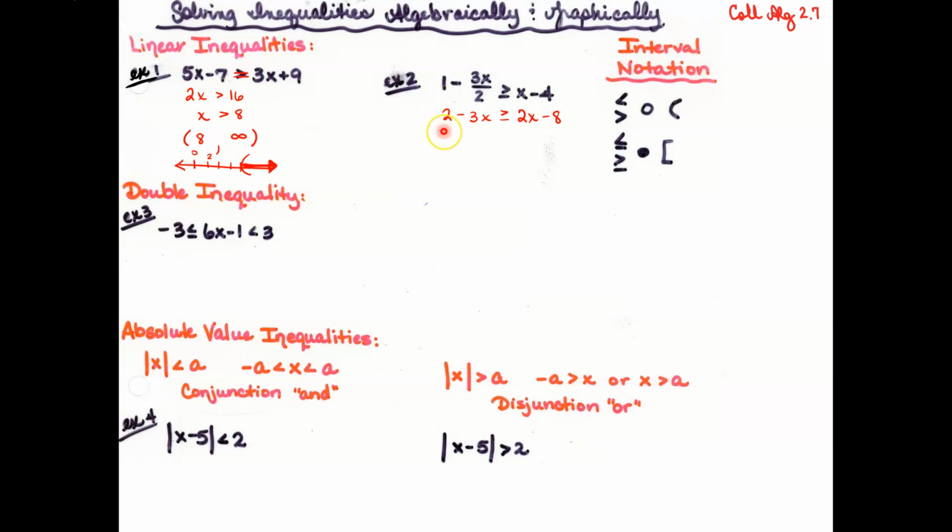So 1 times 2 is 2. 3 halves x times 2 is 3x. x times 2 is 2x, and 4 times 2 is 8.